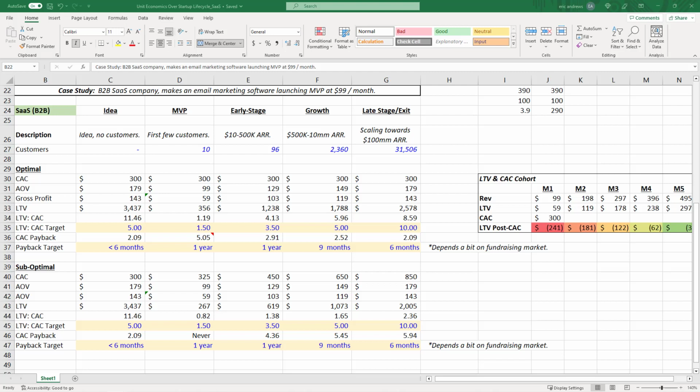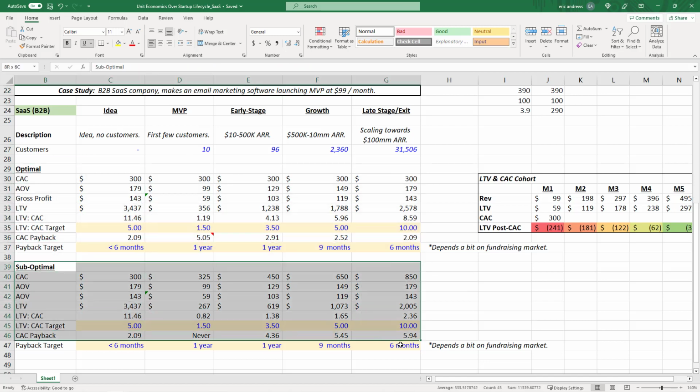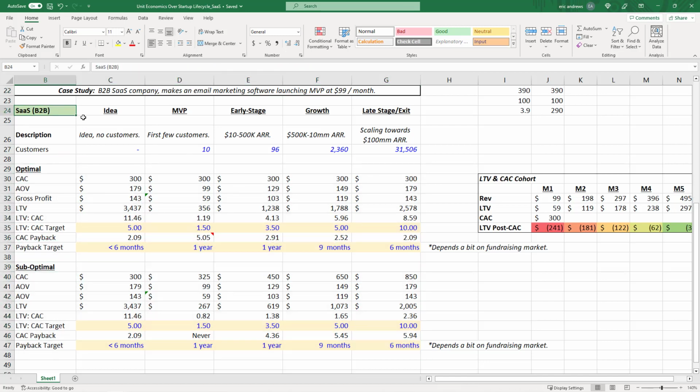Okay, so scenario 1 is here, scenario 2 is here. So let's walk through the good scenario. We have these different phases. We have the idea phase, which is the vision for the company. Then we have the MVP, which is the 1.0 reality of the first version of the product. The MVP is the first few customers. Idea phase is no customers, just an idea.